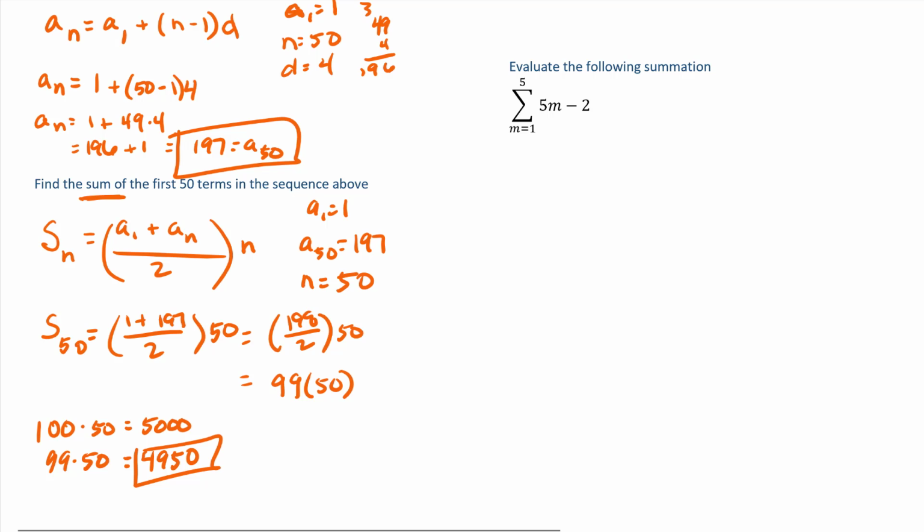Okay? What about the next thing, where we have this weird, crazy summation notation? Remember that this is that Greek letter sigma, and it tells us to sum, or add everything up. So we have our rule right here, 5 times m minus 2, and what we need to do is see how many times we want to apply this rule. Well, we're going to apply it from when m equals 1 all the way up to 5. So when m equals 1, 2, 3, 4, and 5, we are going to find those values.